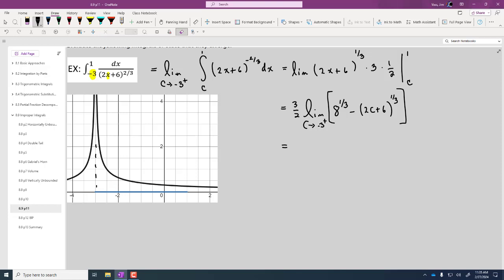Okay, so what about the 2c plus 6? This goes to 0, everybody agree? Because we're plugging in -3. -3 times 2 is -6, so that all adds to 0. So then our final answer is 3. Great, 3. 3 halves times 2. Okay? And this is what we expected.